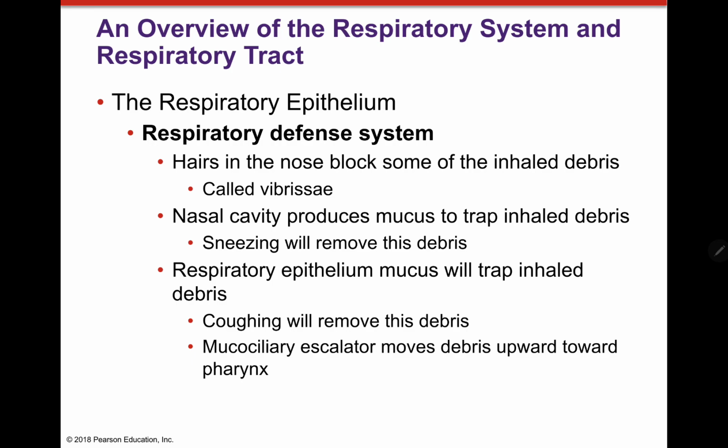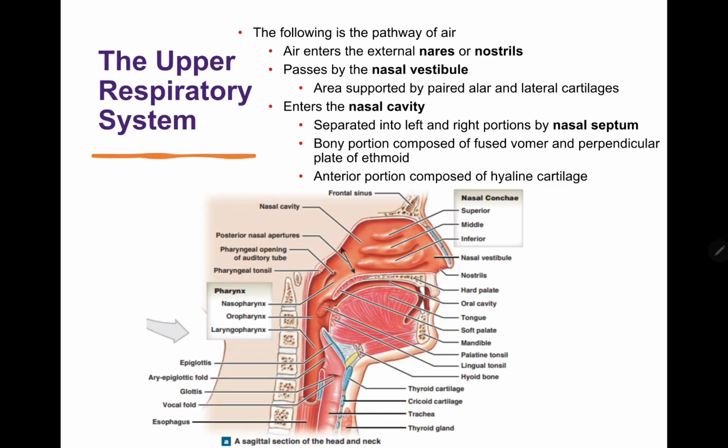So when we're looking at the upper respiratory system and following air, air of course will enter. It can enter two ways, though.